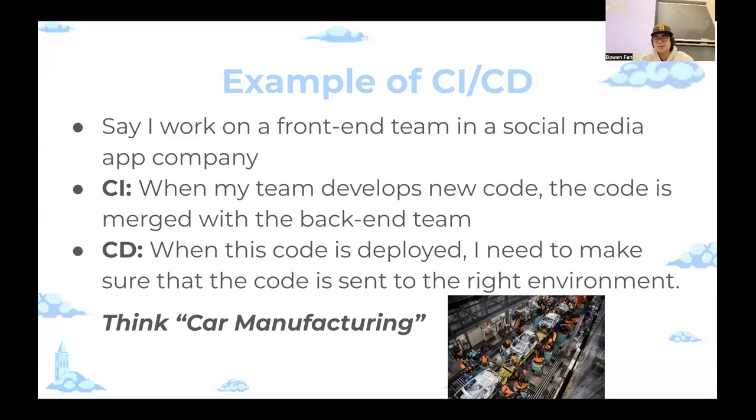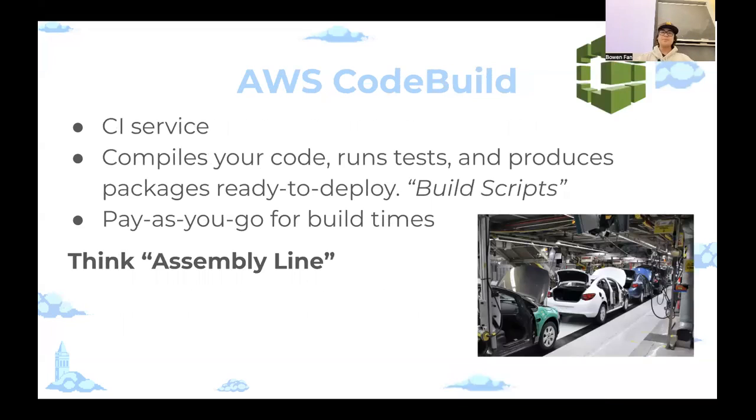So testing with the crash dummy, and then once you know it passes all the checks, you can deploy it to live. Or in other words, you can now put the car on the market, and now it's free for everybody to look at and to buy. So car manufacturing is a great example of a CI/CD pipeline in an analogous sense.